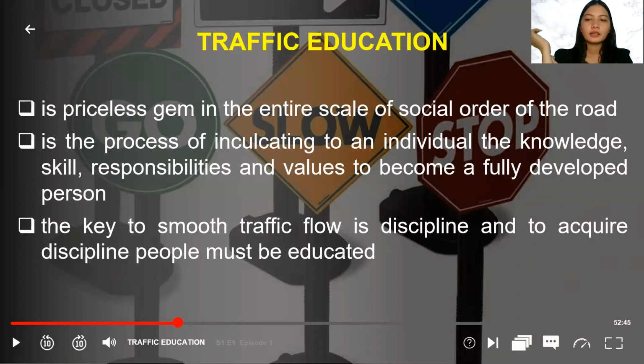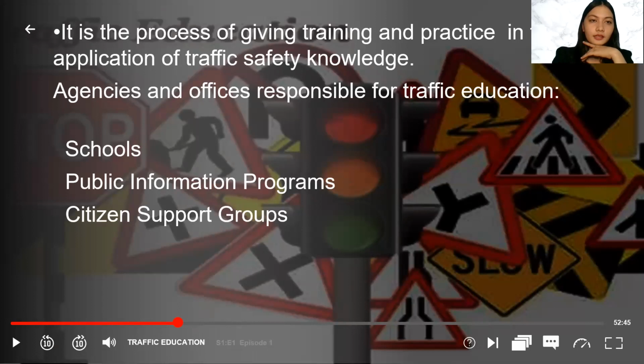So here, traffic education is really like a diamond. Why? Because the entire pillar of traffic education is the core knowledge about traffic. For example, what are the do's and don'ts in traffic, your responsibilities when you are driving, and traffic flow discipline. Next, it is the process of giving training and practice in the actual application of traffic safety knowledge. Agencies and offices responsible for traffic education are schools, public information programs, and citizen support groups.